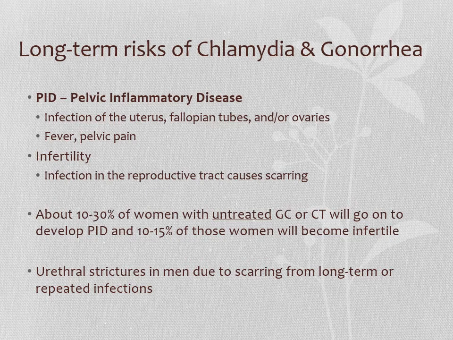The infection can cause a lot of scarring inside the reproductive tract, particularly inside the fallopian tubes, which can interfere with that normal passage of the oocyte down through the fallopian tubes. And so we know that about 10 to 30% of female-bodied people with untreated gonorrhea or chlamydia will develop PID, right? So that's pretty serious. And of those people who get PID, 10 to 15% of those people will become infertile. So a history of untreated or severe chlamydia or gonorrhea infection is actually one of the leading causes of infertility.